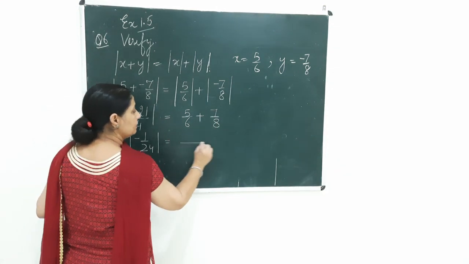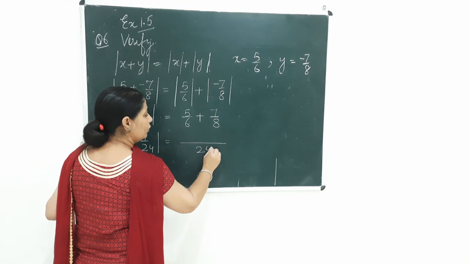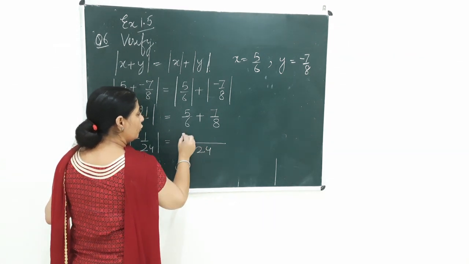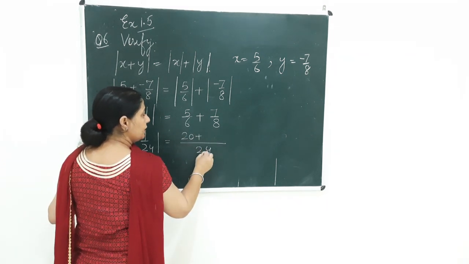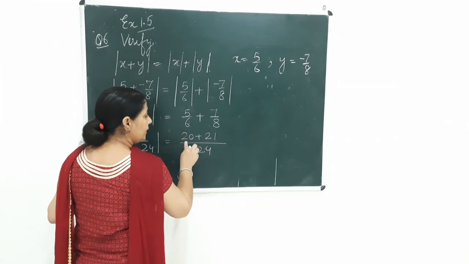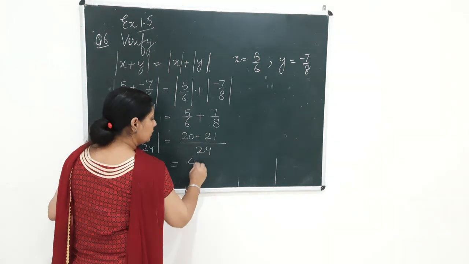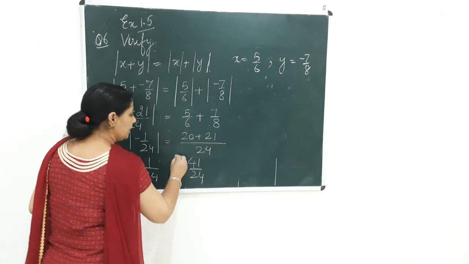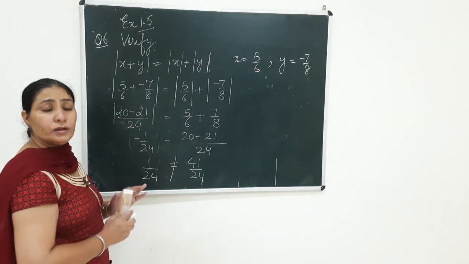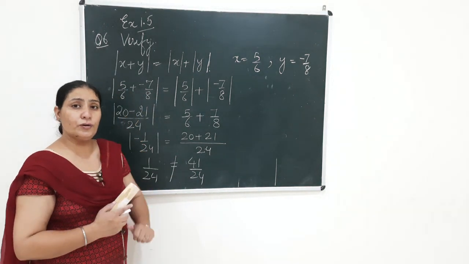Now you take the LCM. The LCM of this again will be equal to 24. 6 4s are 24, 4 5s are 20, 8 3s are 24, 3 7s are 21. So beta, when you add it, the answer to this is 41 by 24, which means they are not equal. So what do you conclude from here?